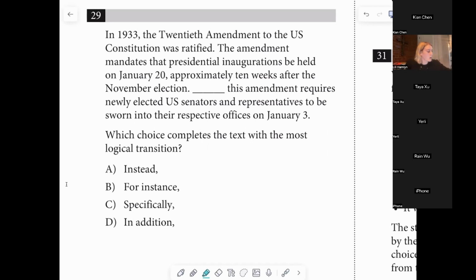Yeah, exactly. So most of you are getting that one right. The relationship is a continuation, like the president being inaugurated on January 20th, and senators being sworn in on January 3rd. It's not contrasting information. But here we want an addition. For instance, and specifically are both also continuous, but they don't make sense in this context, right? It's not an example of the first clause, and it's not a more specific way of stating it. All right, fantastic.